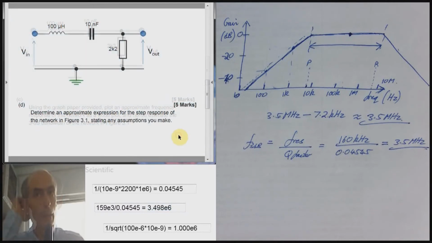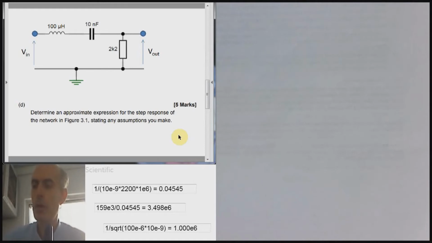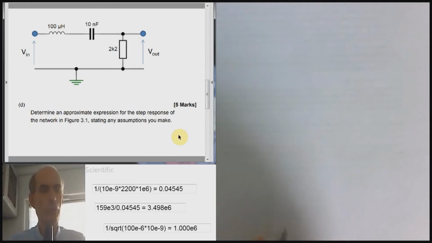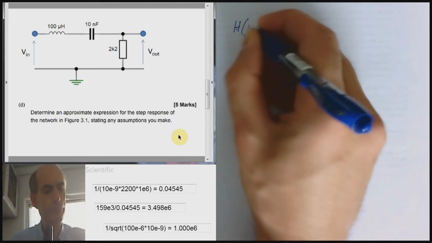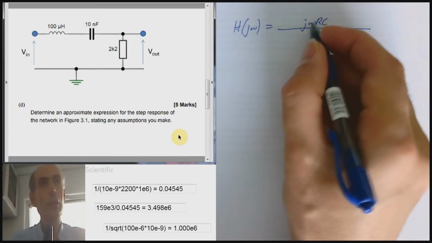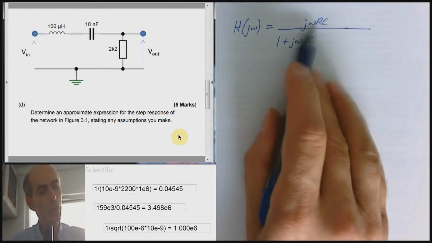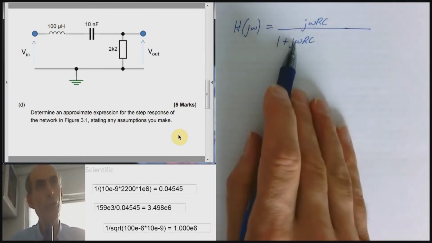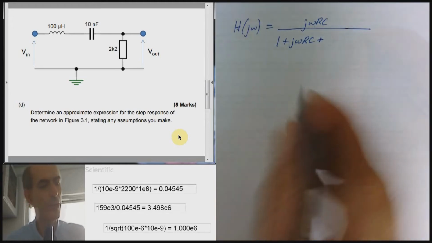Moving on. Step responses. This is quite a common final part of questions on frequency responses. What is the step response? And 3 important things to know about step responses. Firstly, the initial value theorem. The initial value theorem states that if you set omega to infinity, then the magnitude of the frequency response is the step response output just after the step has arrived.